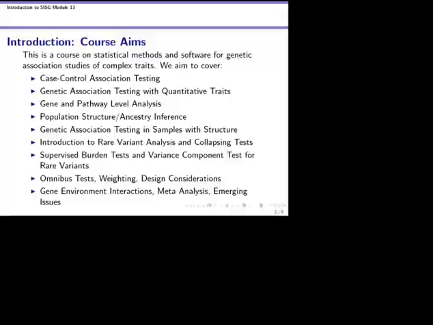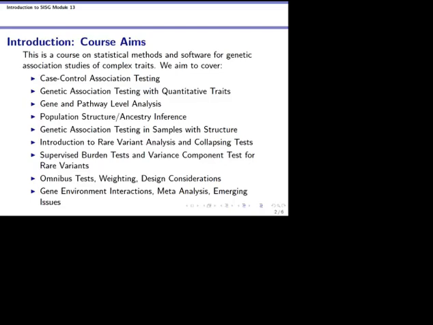So in this course, we're going to be talking about some of the tools that are available and methods for analyzing large-scale genetic data, in particular with a focus on SNP data as well as sequence data. So we're going to aim to cover some of the basics of case control association testing, where you have a trait that is dichotomous, that you're interested in determining whether or not particular variants of interest are associated with your output, which is the disease or no disease.